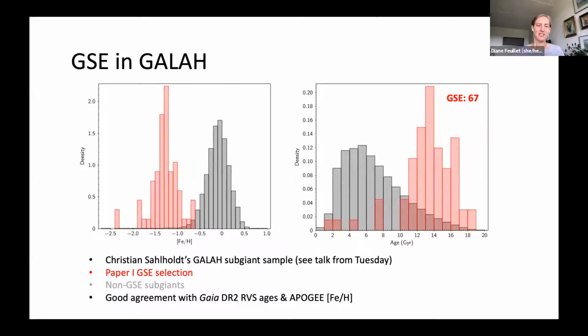Since this conference is sort of focused on Gaia, this is not in the paper, but we quickly checked yesterday, and there was a small sample of Sausage-Enceladus stars, subgiant stars, in Christian's total sample. Here I'm just flashing the metallicity distribution and the age distribution of those subgiant stars in Gaia for Sausage-Enceladus. Basically these are consistent with what we found using both RVS and APOGEE.